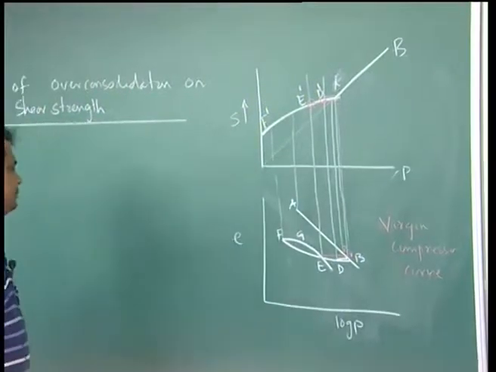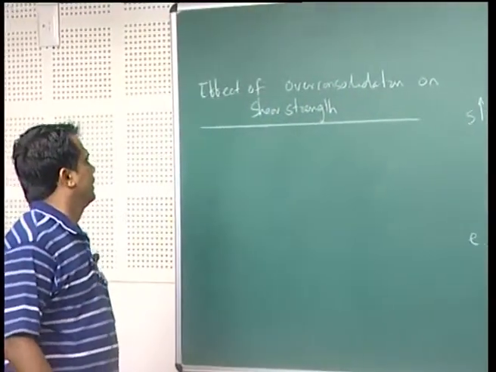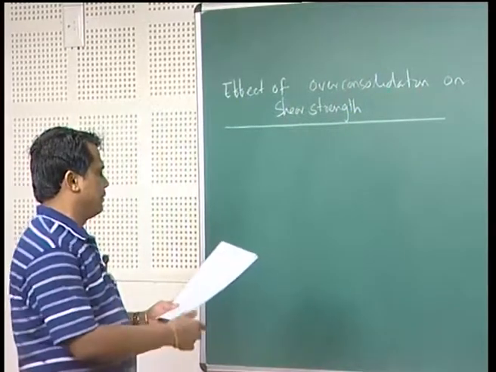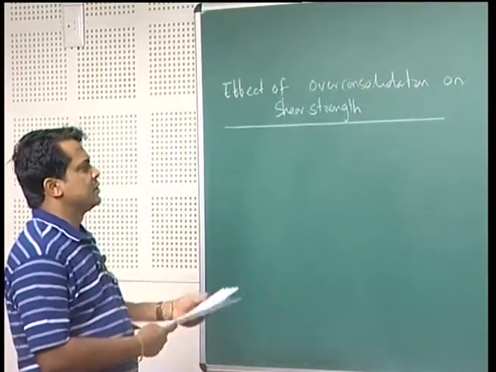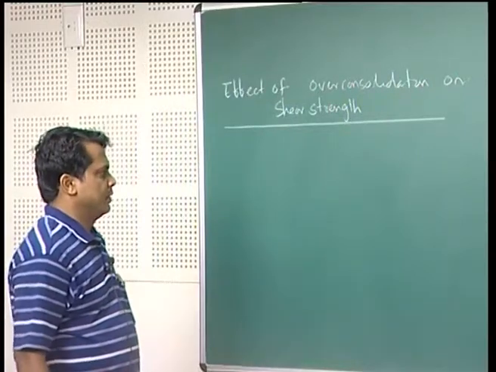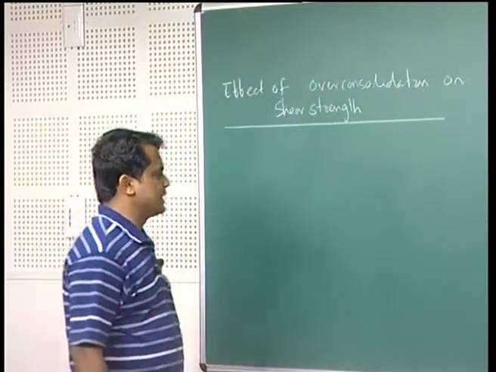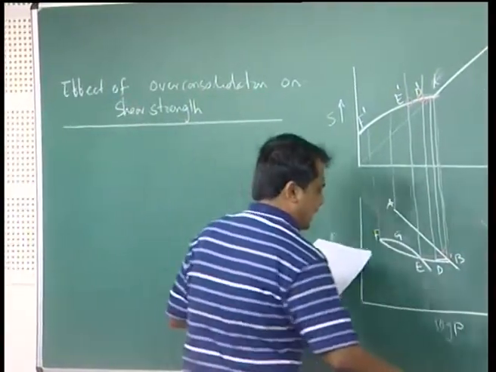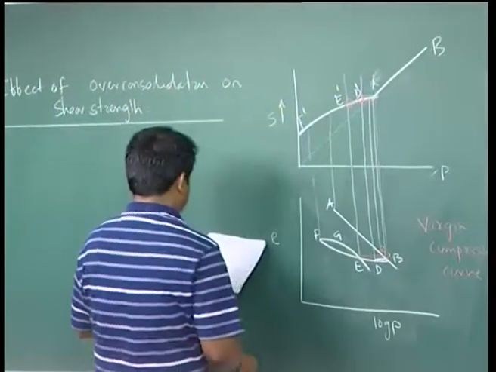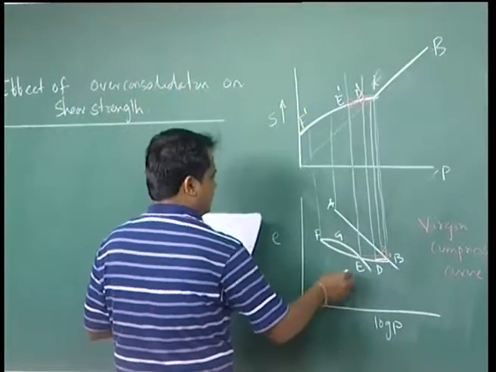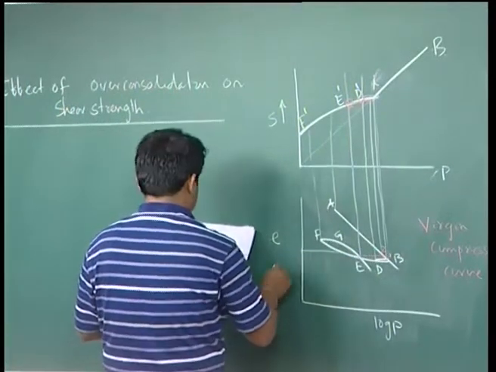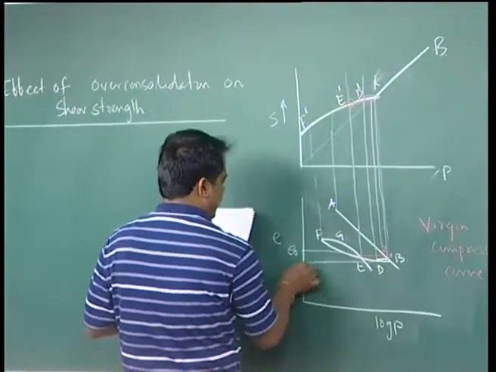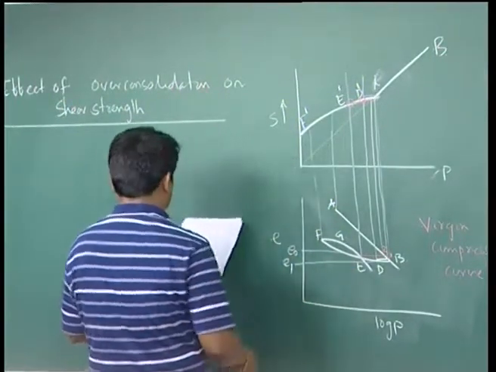Now, from the consolidation curve you can show the effect of over consolidation on the shear strength graph. So, let us draw this E versus log P diagram. Here it will be say E0, then at point D it will be E1.